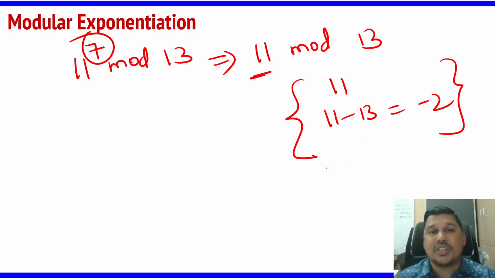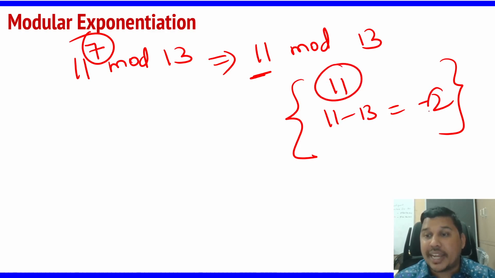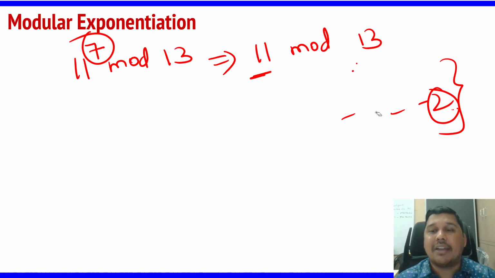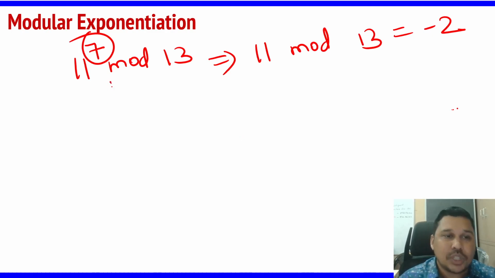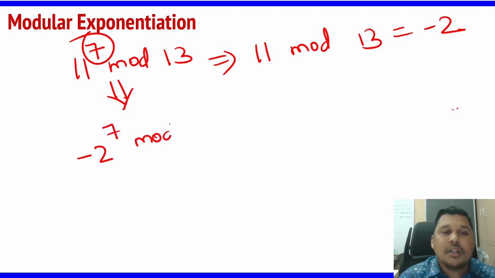Of these two options, which one is the best number? The smallest number. Numerically, this is 11 and this is 2. Among these two, 2 is the lesser number. Therefore, I will say that 11 mod 13 is minus 2. Minus 2 as it is, you have to take. For comparing only, we are ignoring the sign, but the answer remains minus 2. So this expression now becomes minus 2 power 7 mod 13.